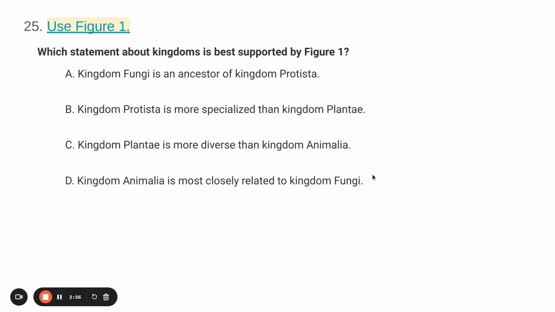Number 25, which statement about kingdoms is best supported by figure 1? So again, this is one of those where we're just looking at the figure. Kingdom 1 is an ancestor of Kingdom Protista. Kingdom Protista is more specialized than Kingdom Plantae. Kingdom Plantae is more diverse than Kingdom Animalia, or Kingdom Animalia is most closely related to Kingdom Fungi.